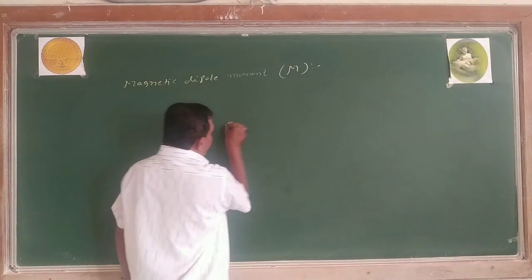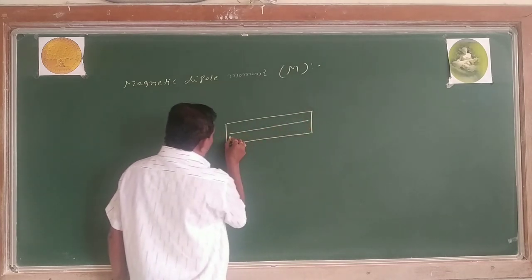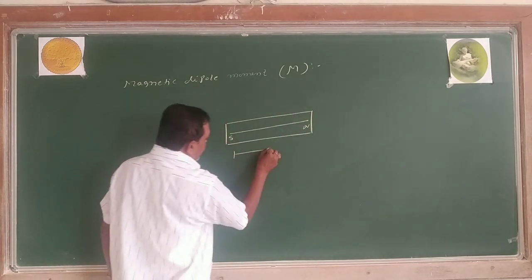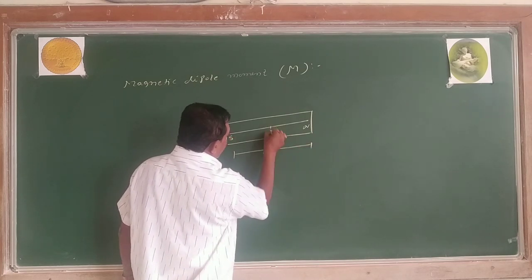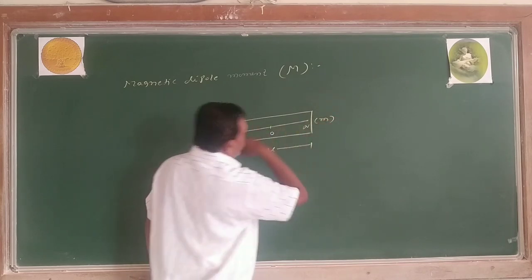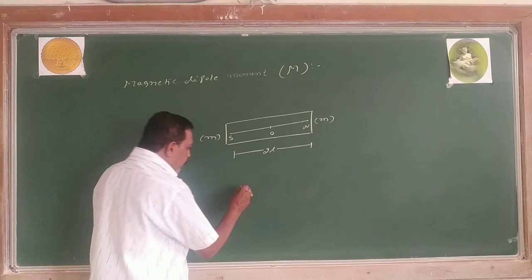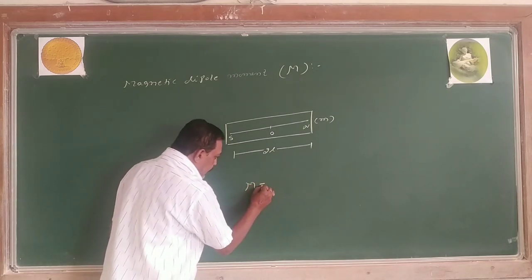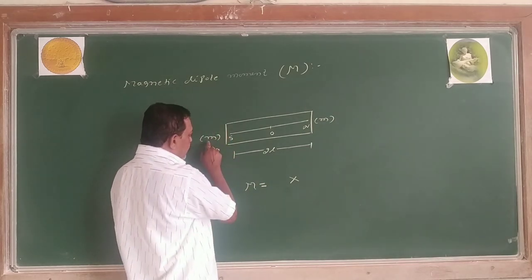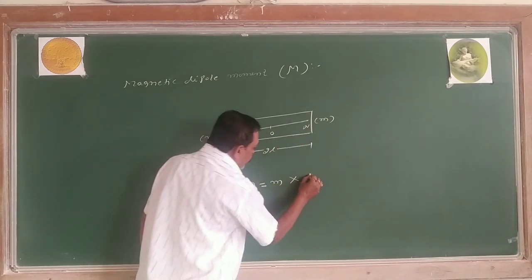Now, this is the bar magnet, with south and north poles. The separation distance between the two poles is 2L, with center O, each pole having pole strength M. The magnetic dipole moment of a bar magnet is defined as the product of either pole strength and the separation distance between the two poles.